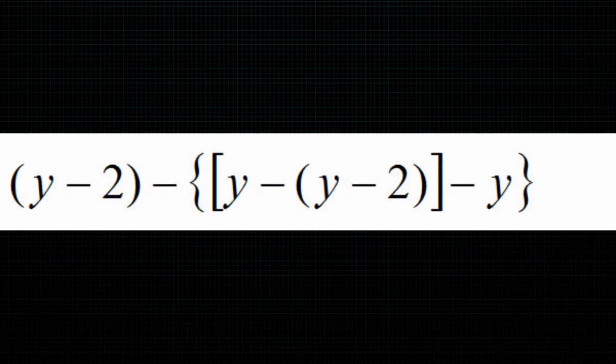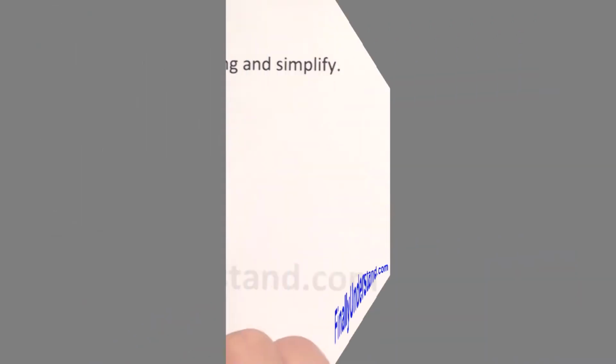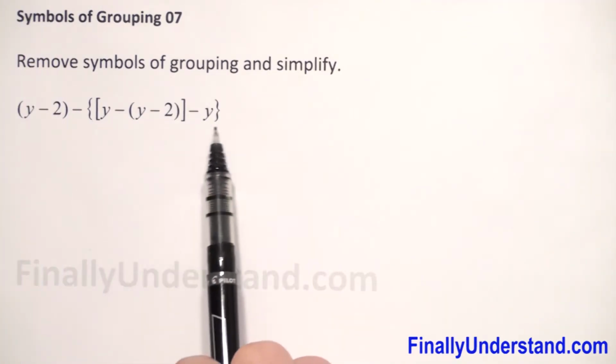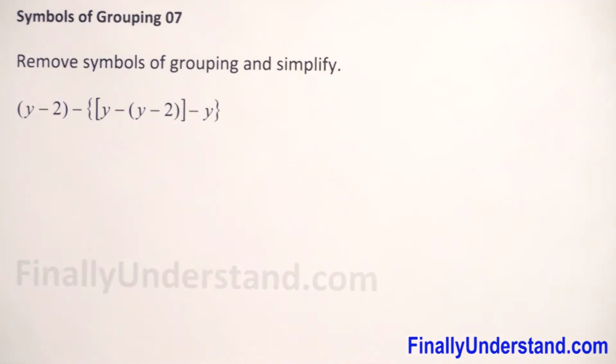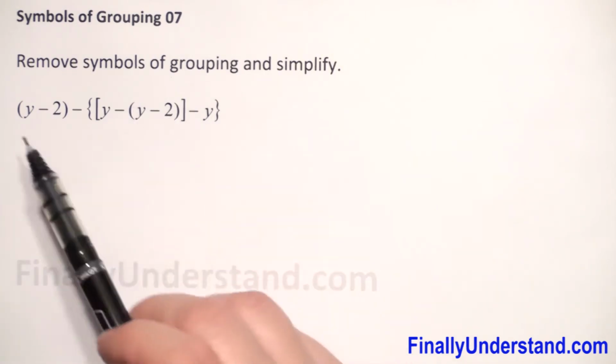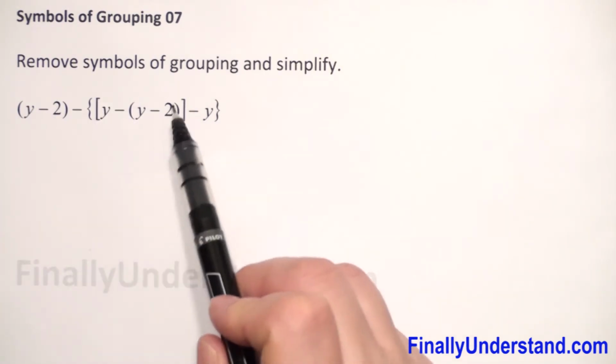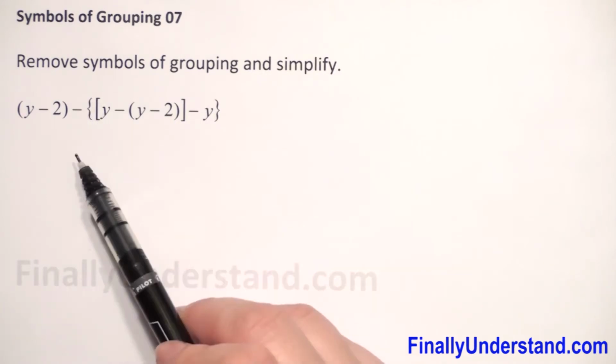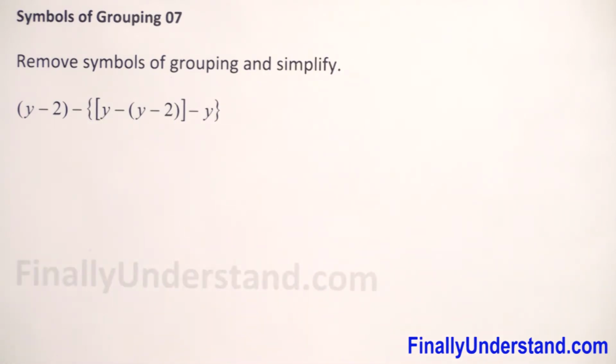In this example, we have parentheses, we have brackets, and we have braces. So first we always check if we can do something in the parentheses. Next is brackets, and the last are braces. So let's see what we can do in the parentheses.